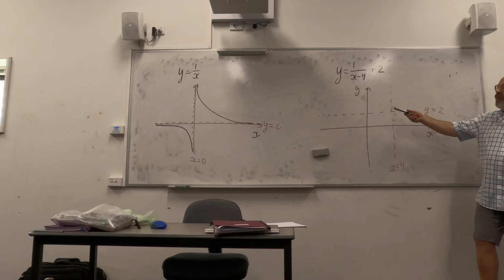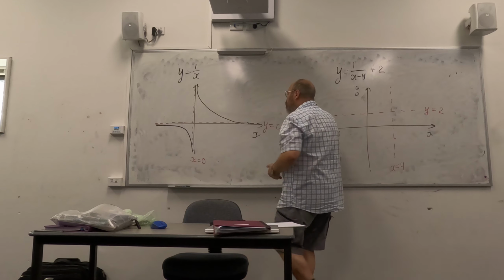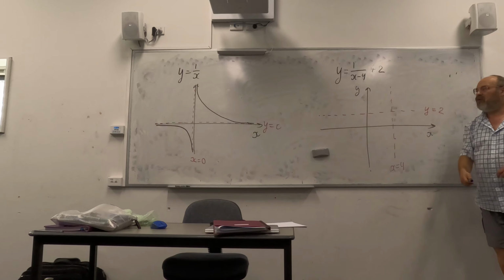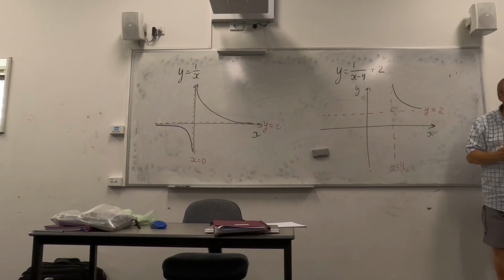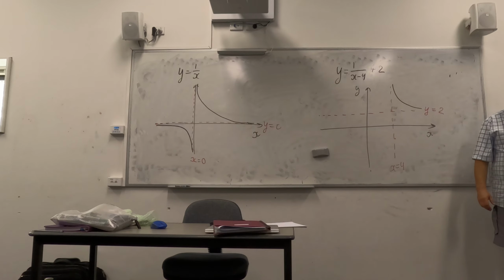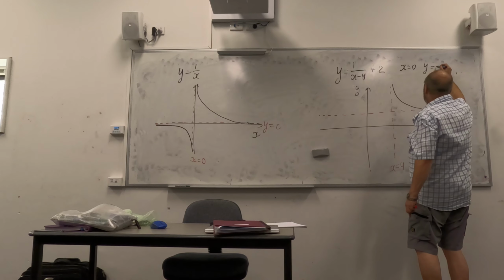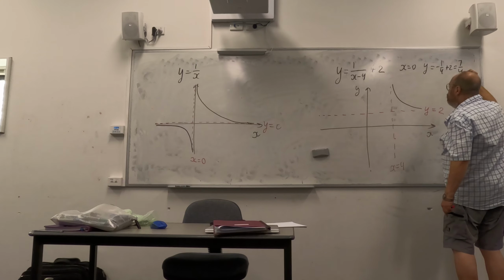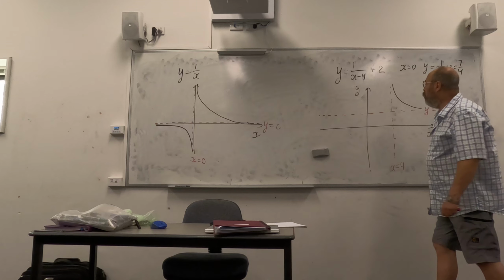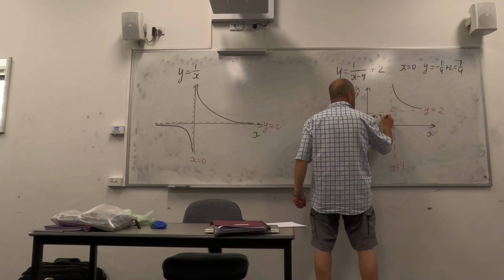We take this graph and move it 2 up and 4 to the right. So the right branch will be here and will not have an intercept. But the left branch might have both x and y intercepts. So let's find them. Let's take x equals 0. We get y equals negative a quarter plus 2, which is 7 on 4. So we have (0, 7 on 4).